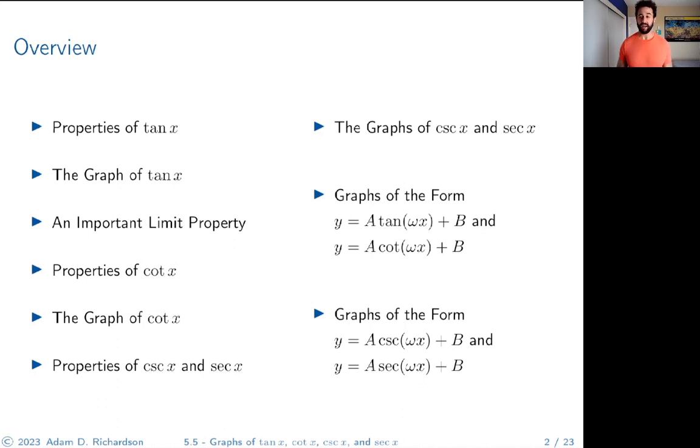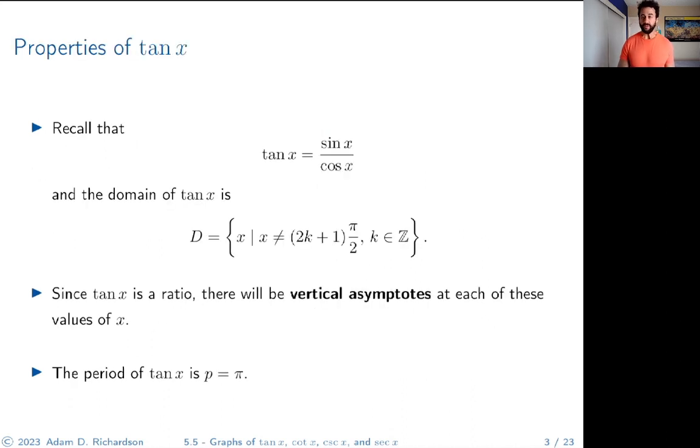So it sounds like a lot, but if you are comfortable with sine and cosine and the unit circle in general, then these ones actually come out pretty quickly. So let's get started. Reminders here. Remember that tangent is sine over cosine. And because we're going to be graphing in the xy plane, our input variable is x and our output variable is y. So just a reminder, that's what tangent is.